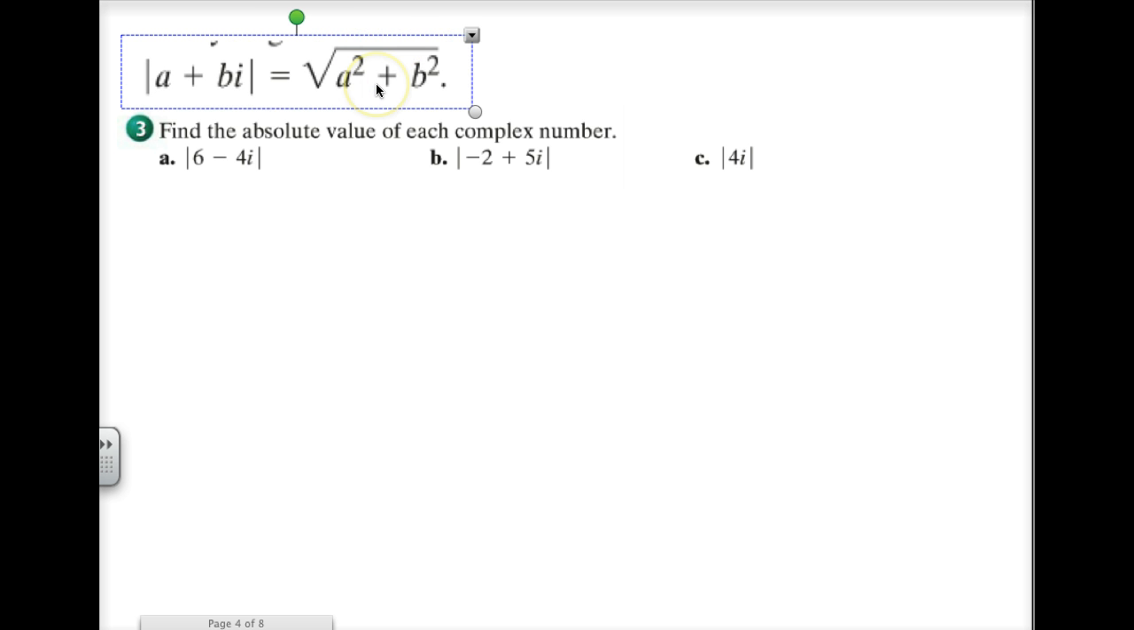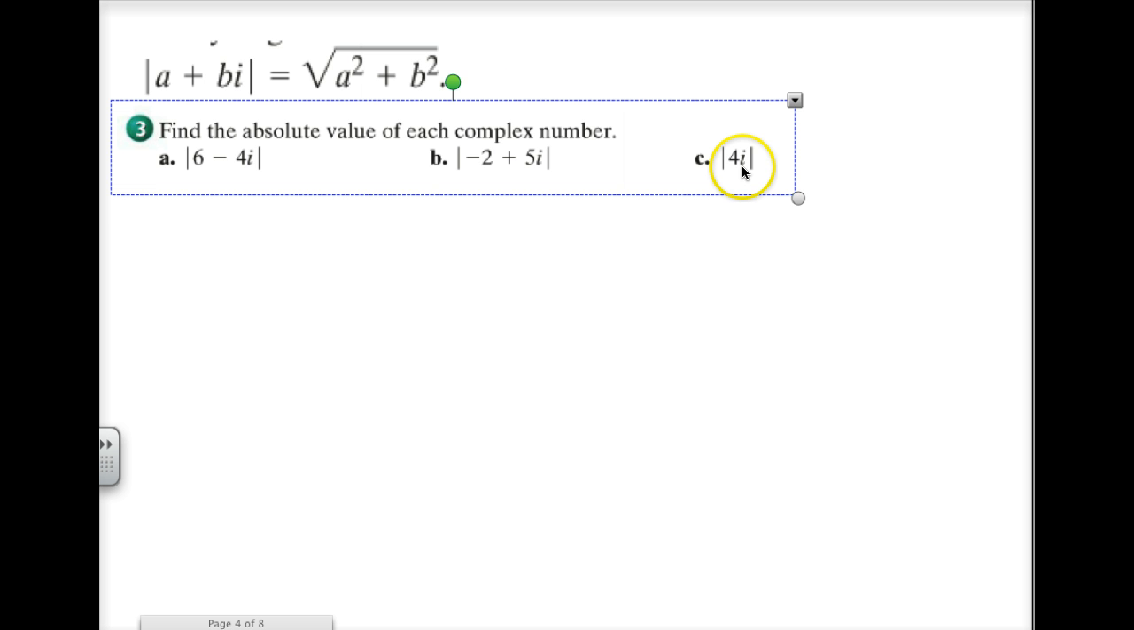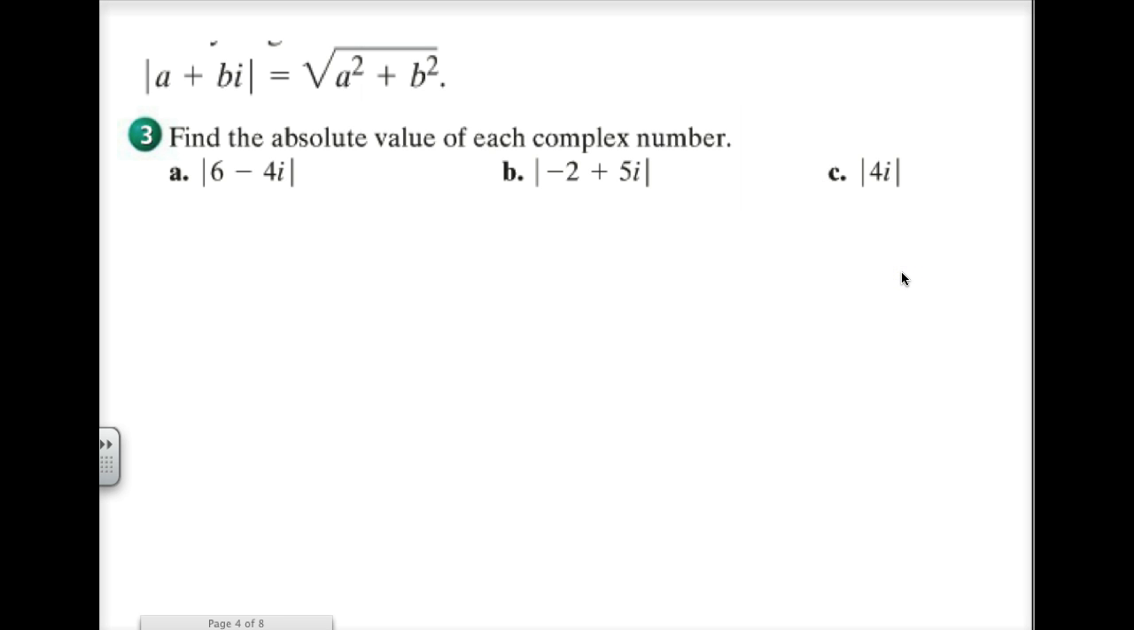You should write this formula down and make sure that you keep it in your notes. And then we're going to use that idea to figure out what the absolute values of these particular complex numbers are. In this case, this is your A, so A equals 6, and B, notice that B does not include the i. The i is next to it. So B is kind of like the coefficient of our imaginary number. It is a factor, but it's that number that's in front of the i. And so in this case, B here is -4.